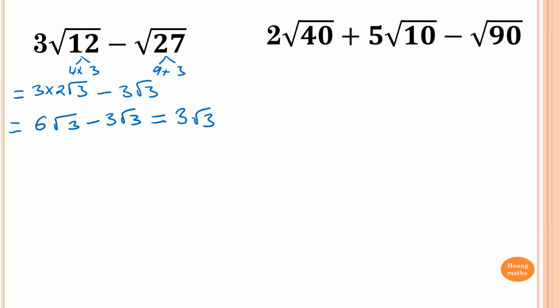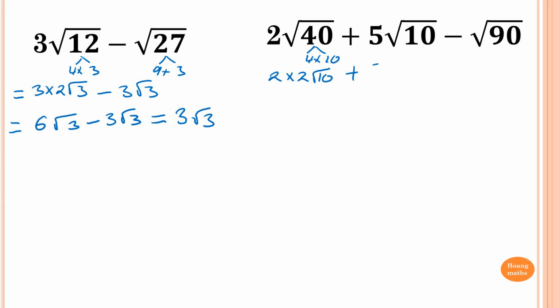Now again, it's just like one term extra. That's all. The process is exactly the same. It's just that you need to do one more step. Now 40 is 4 times 10, correct? So 4 times 10, I write here. Then square root 4 is 2, so 2 root 10.